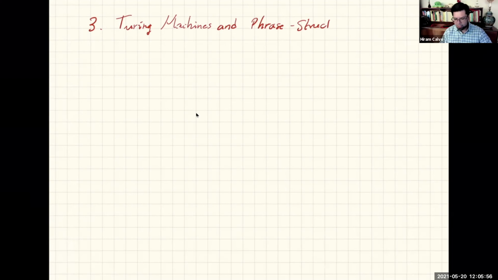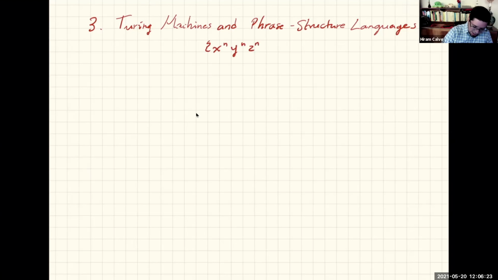And phrase structured languages. Particularly, you surely remember a canonical example of a language that was not a context-free language and that we needed more power, more computing power, in terms of this theoretical power we are defining mathematically. And this classical example was x^n y^n z^n. So here we have this language, and this is actually a phrase structured language. So we will be able to analyze or recognize this language by using a Turing machine.